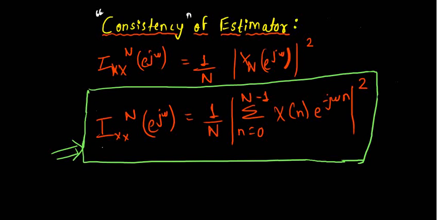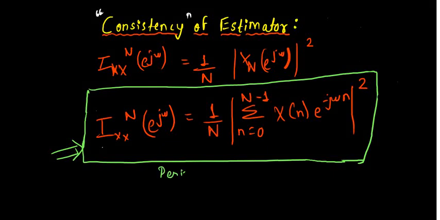Hello all. So in the last lecture we finished deriving the equation for this periodogram. So basically this is called the periodogram, right? And in this lecture we will be starting with the consistency of an estimator. So given an estimator or periodogram, how can we characterize this periodogram?